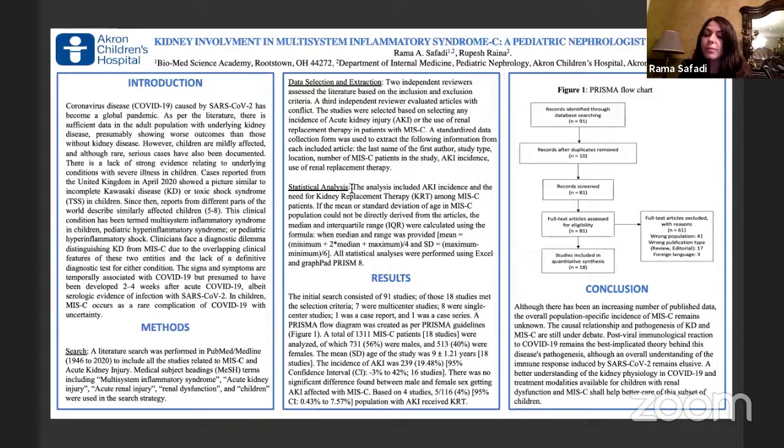Post-viral immunological reaction to COVID-19 remains the best implicated theory behind this disease's pathogenesis, and a better understanding of the kidney physiology in COVID-19 and treatment modalities for children who suffer with renal dysfunction and MIS-C shall help better take care of this subset in adolescents. Thank you for your time.